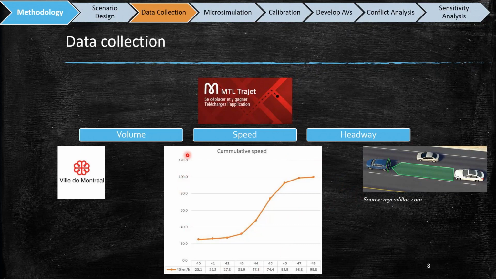So by extracting data of the speed, we defined actually the cumulative speed diagram of the vehicles that we have here, for the speed of 40 kilometers per hour, which is the speed limit of that segment of the road. And we found this shape of the cumulative speed that we used later in our simulation model.